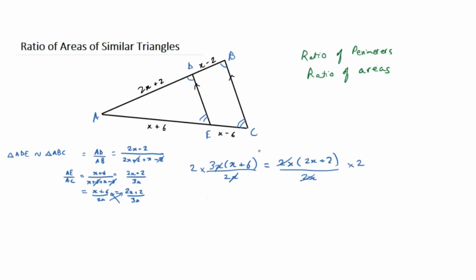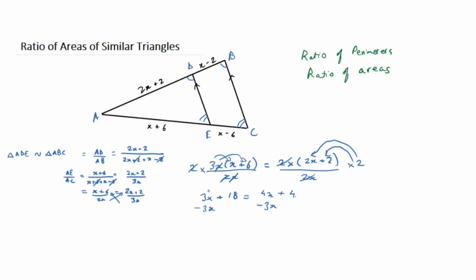The 2 and 2 get cancelled out here, and I'm left with, I can apply the distributive property then. So I get 3x plus 3 times 6 is 18. That should be equal to, again, the distributive property here. That should be equal to 4x plus 2 times 2 is 4. I subtract 3x from both the sides. So minus 3x minus 3x.